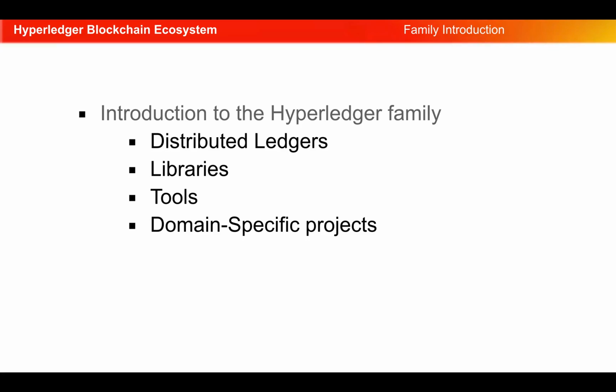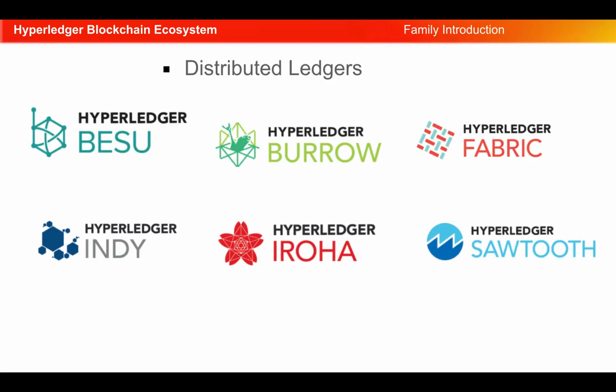Before getting to the details of the Hyperledger family, let me quote what Hyperledger is. Hyperledger is an open source community focused on developing a suite of stable frameworks, tools, and libraries for enterprise grade blockchain deployment. It serves as a neutral home for various distributed ledger frameworks, tools, and libraries. In the Hyperledger family, all the projects under the Hyperledger umbrella are divided into four categories described here. First is distributed ledger, then libraries, tools, and domain specific projects. Now let us see what projects come under these subcategories.